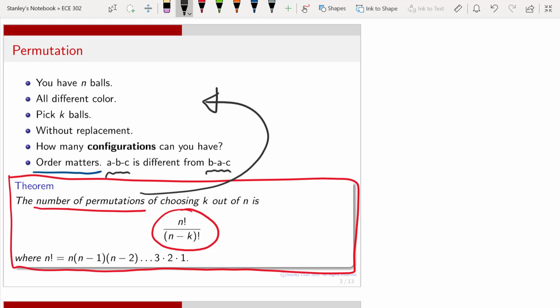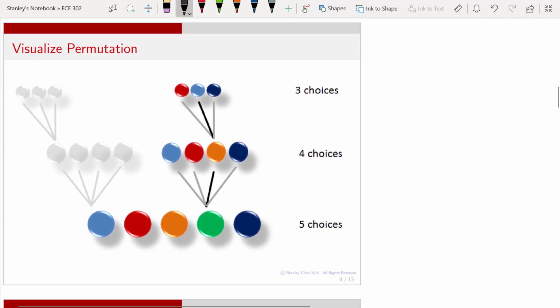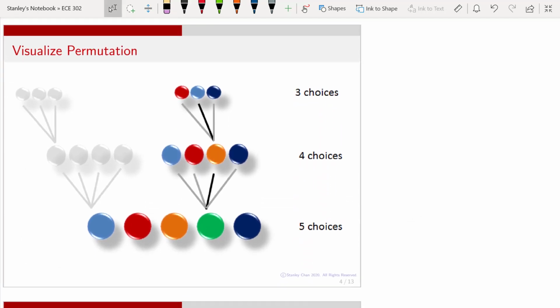Now, of course, you may start to wonder, how can you obtain this quantity? And so let us try to understand this result by a visualization. Suppose I have 5 different colored balls. You have blue, you have red, orange, and so on. And then you want to pick 3 balls out of these 5. And we ask how many permutations can you obtain from this experiment.